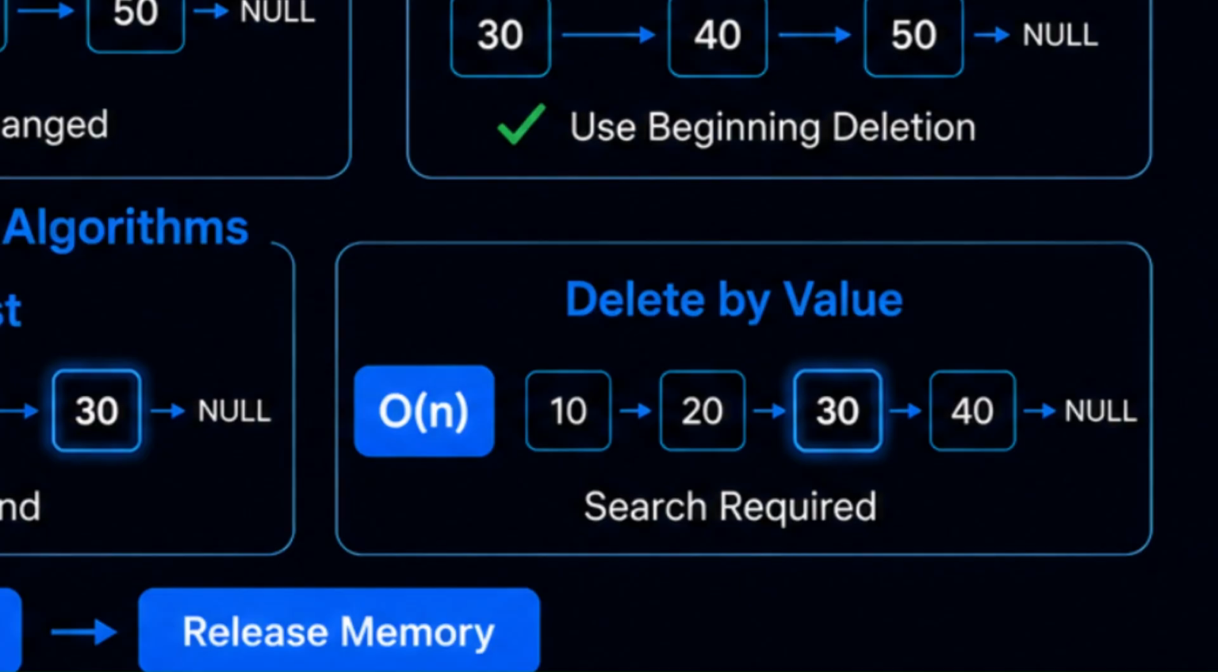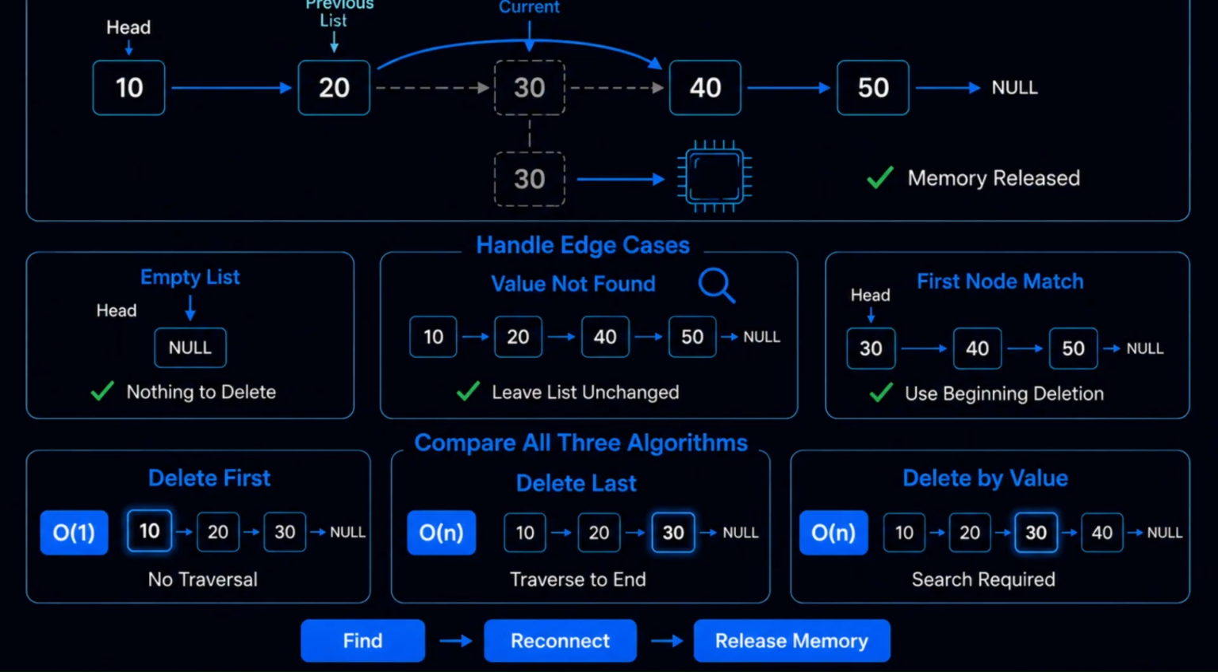Even though these algorithms have different levels of complexity, they all follow the exact same pattern. Find the node. Reconnect the list. Release the memory. Every successful deletion follows these same three steps.